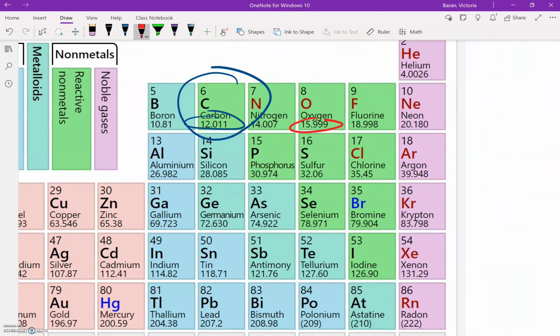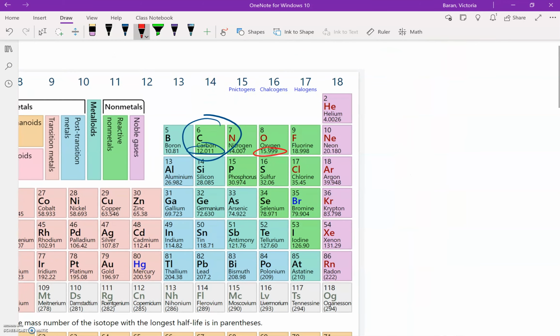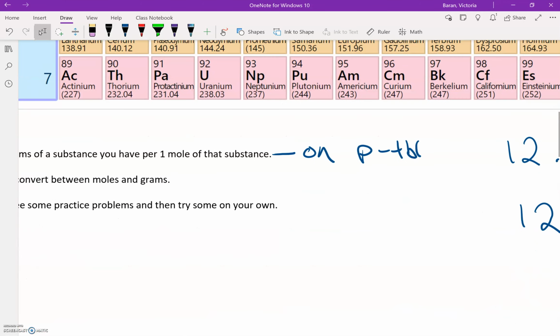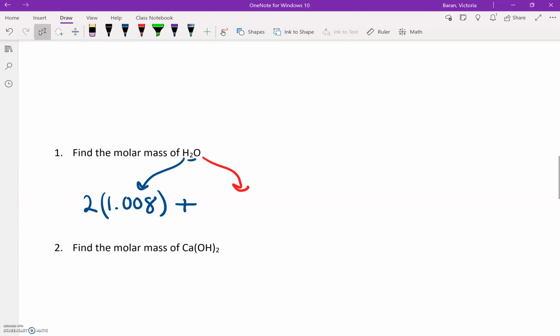All right, here's oxygen, 15.999. As far as my class goes, I am fine with students rounding this up to 16. If you write 15.999, that's fine too. But I'm okay if you round up to 16. That's what I normally do. Okay? So I'm going to write down 16. Okay. And notice there's only 1 oxygen, so I only have to write 16. And now I just have to do my math to figure that out.